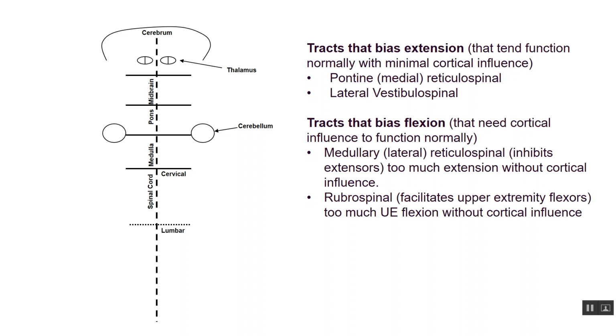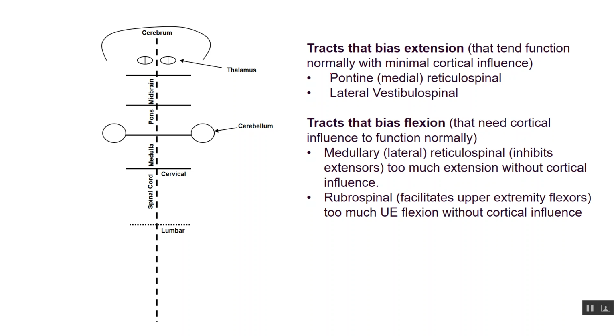So most of our midbrain tracts get some influence from higher centers. There are axons that go down and tell them, hey, act this way, be this active or be this non-active. They influence those medial activating pathways and some of the lateral activating pathways that start in the brainstem. So there are tracts that tend to bias extension in our body. I told you a lot of the medial activating pathways tend to bias extension because it keeps our body upright against gravity without even having to think about it.